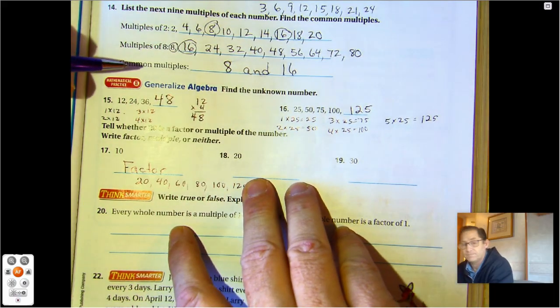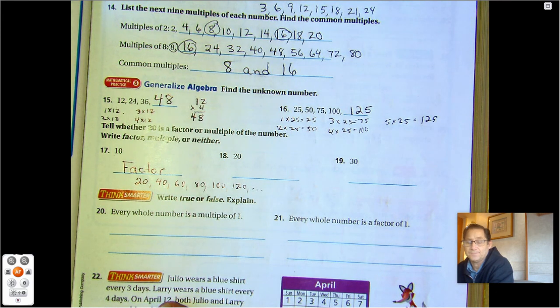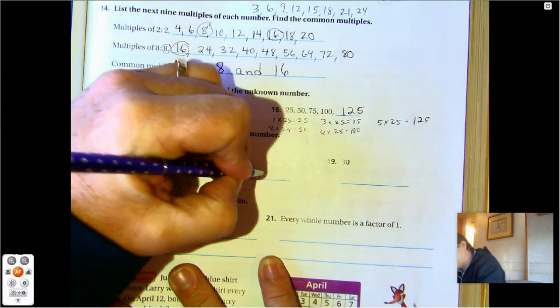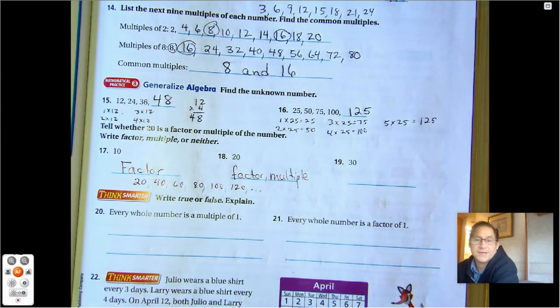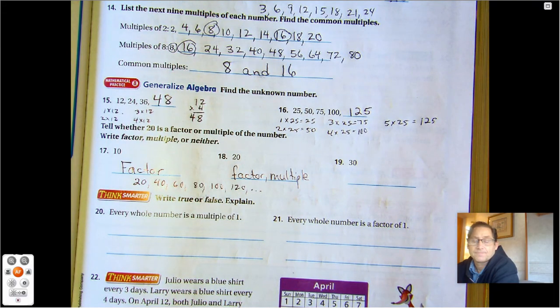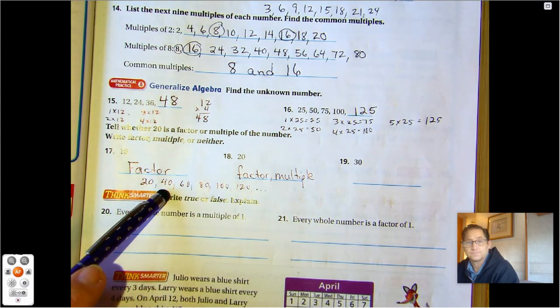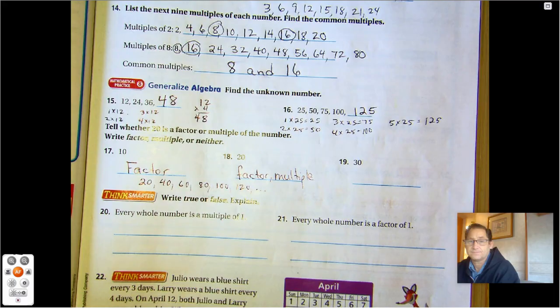20. Well, that one's both, right? 20 is a factor of 20, 20 times 1. And so we can write factor and multiple for that one. How about 30? Well, it's not a multiple. 20 can't be divisible by 30 with a whole number. So neither.